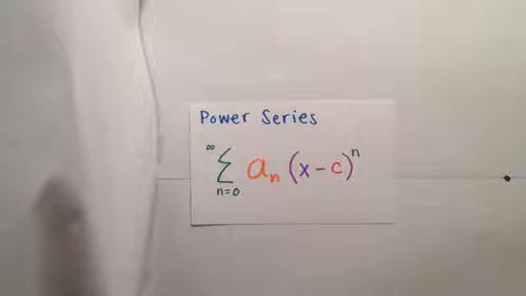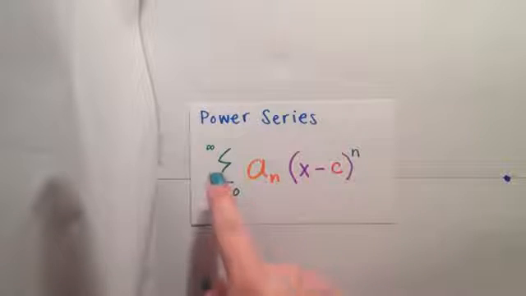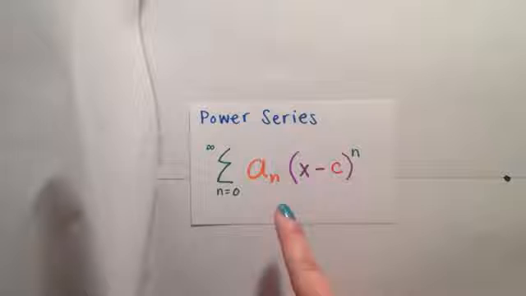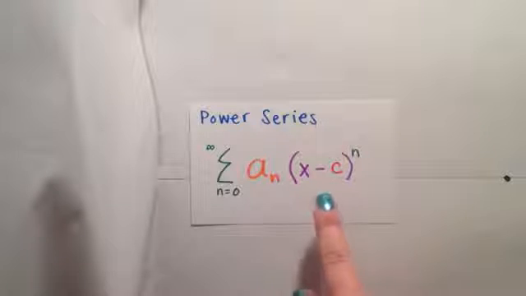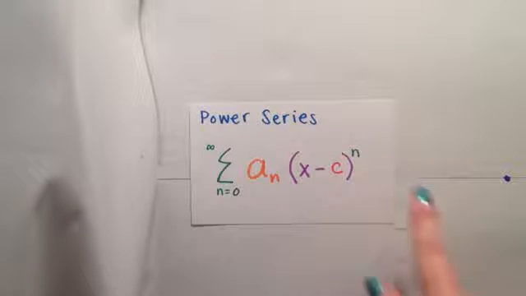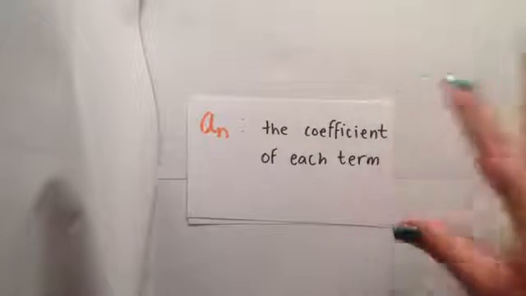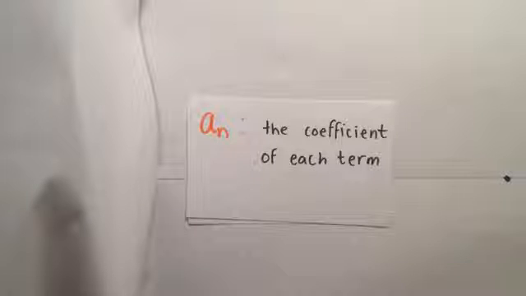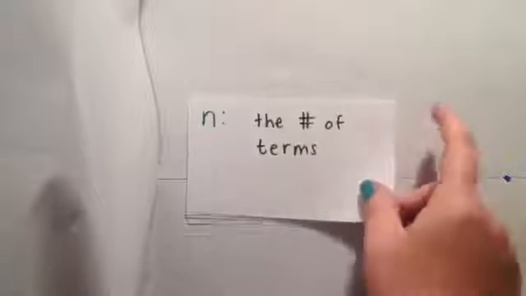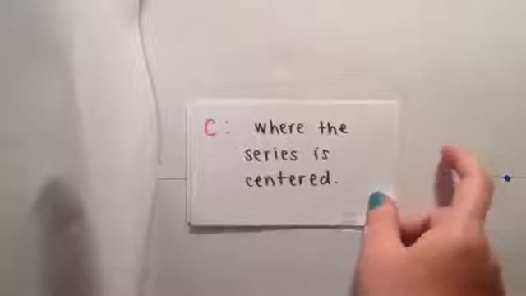A power series, by definition, is an infinite series in this form, which is the summation from 0 to infinity of a of n times x minus c to the nth power, where a of n represents the coefficient of each term, where n represents the number of terms, and c where the series is centered.